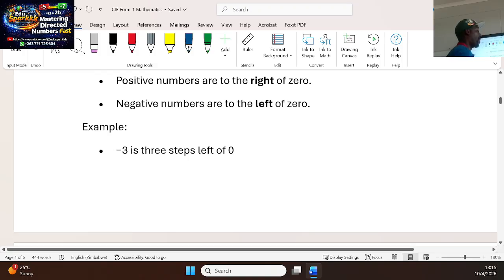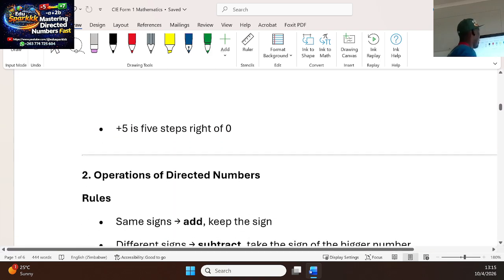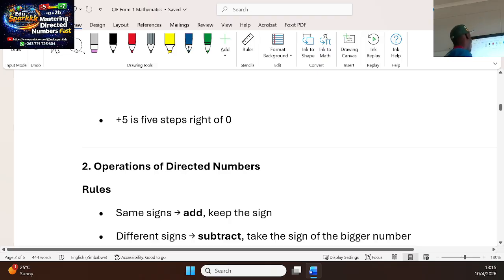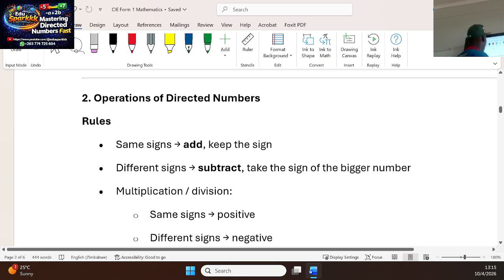So in the example there, we are given -3. It means we move 3 steps to the left from point 0, which does not carry a sign. When we say +5, similarly, it's 5 steps to the right from point 0.